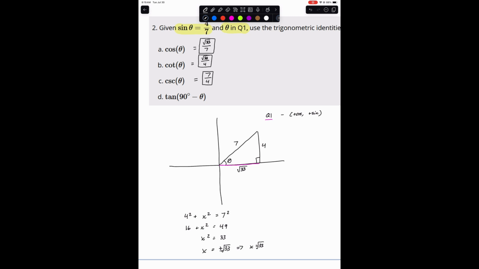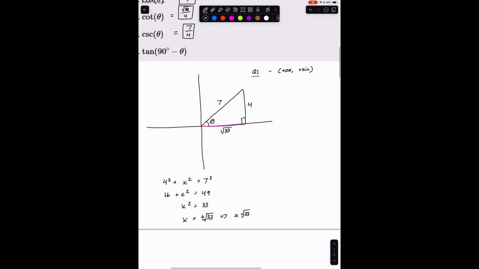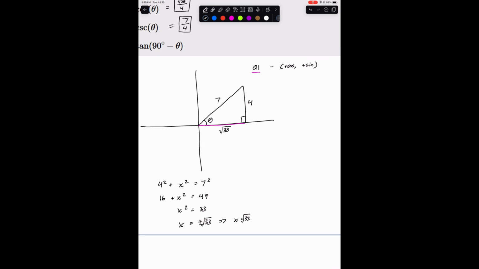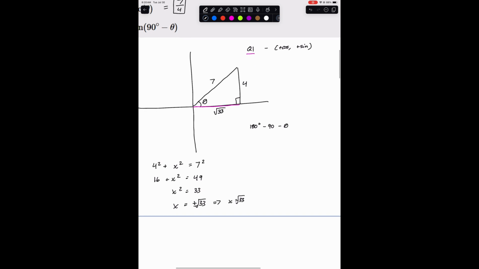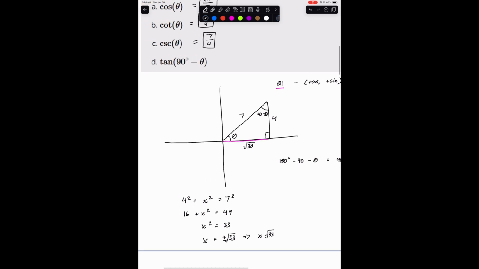Now, tangent of 90 minus theta, if you think about a triangle, right? The entire triangle has 180 degrees, right? Now, let's say we want to find a missing angle. So we subtract 90 from the right angle, and we subtract theta, because that's our other angle, right? And we get 90 minus theta. What does this mean? It means the angle we're looking for is actually this one, right?